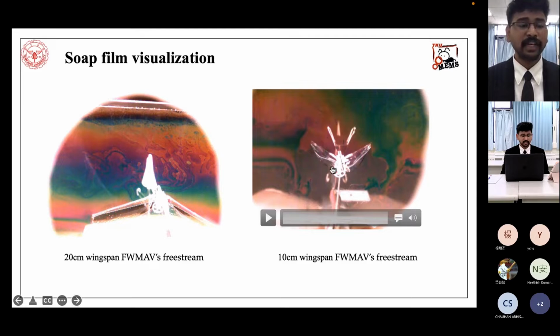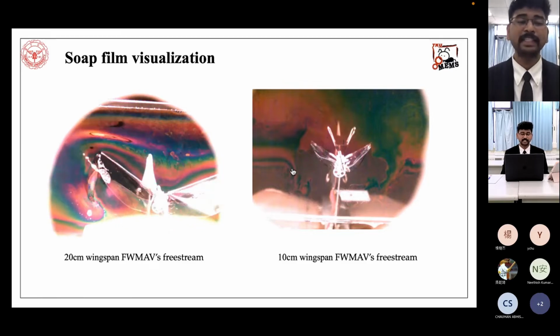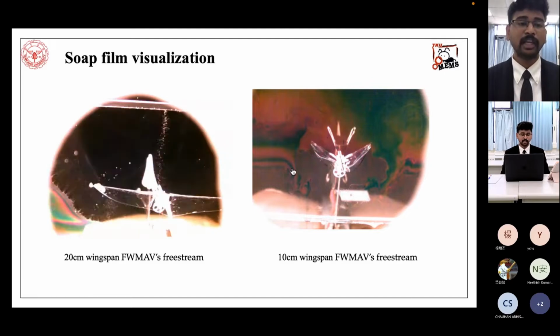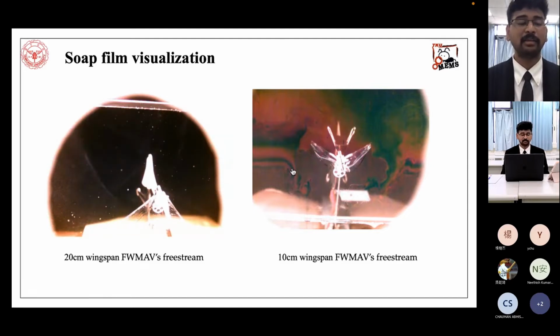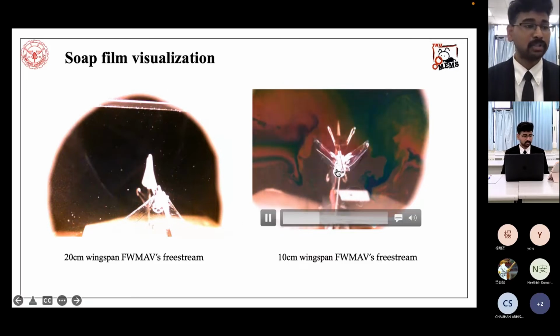So this is the first video we recorded using a high-speed camera, with a 20 centimeter wingspan, where you can see there is an immediate break in the bubble due to the larger wingspan and also the sharp edges. So we later modified it to a 10 centimeter wingspan, as you can see in the video. It is in the free stream direction with a 10 centimeter wingspan, and you can also see the flow patterns changing with respect to the flapping frequency.